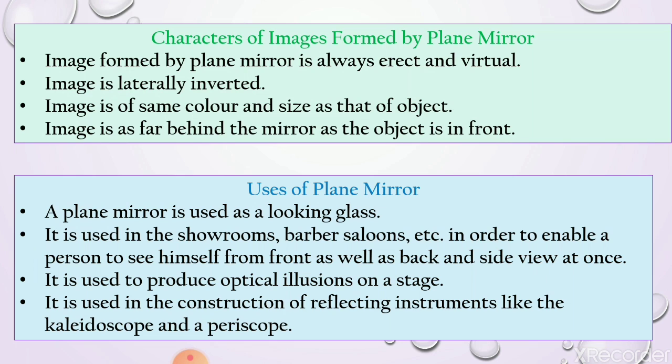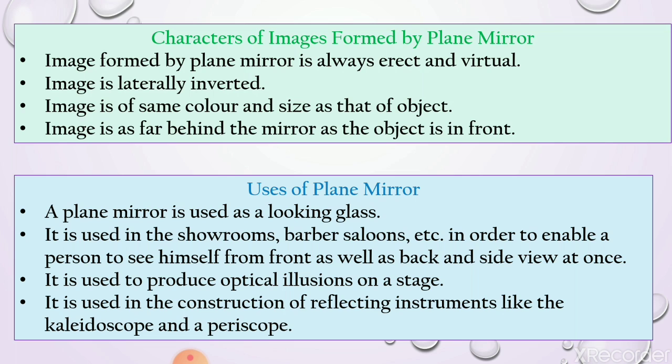Now, uses of a plane mirror. A plane mirror is used as a looking glass, the ordinary glass that we use. It is used in showrooms, barber saloons, etc., to enable a person to see himself from front as well as back and side view. It is used to produce optical illusions on a stage. It is used in the construction of reflecting instruments like the kaleidoscope and the periscope.